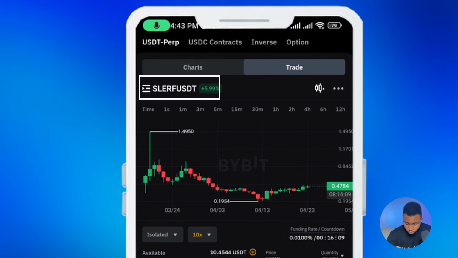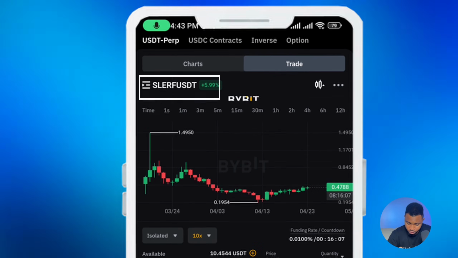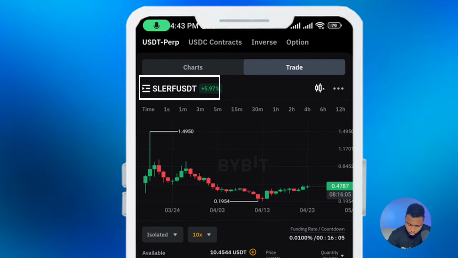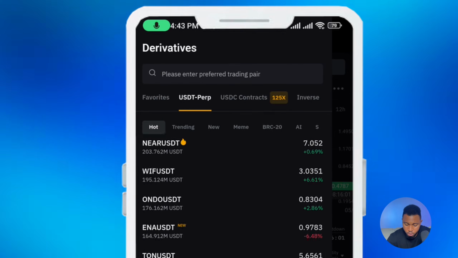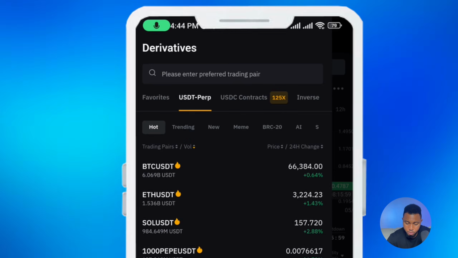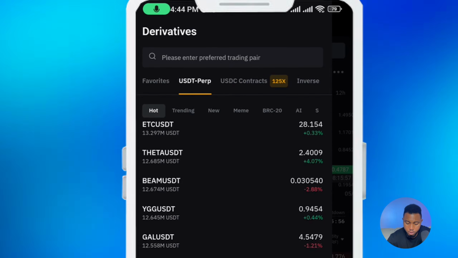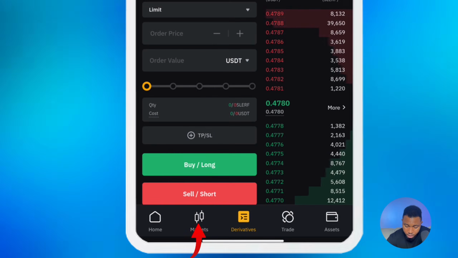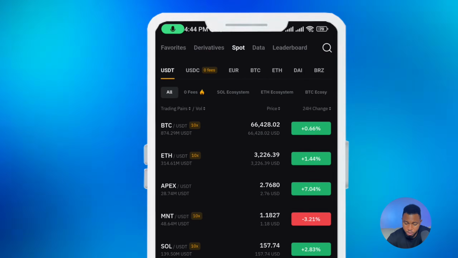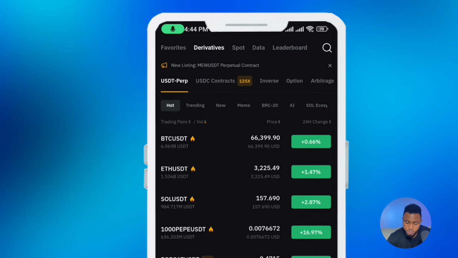Now for you to start trading futures, next you're going to click on derivative, and right here you can see the first chart it gave me, which is SLEF USDT. So I'm going to click on that SLEF USDT, and you see a list of all the coins. So we have BTC USDT, ETH USDT, and many more. So any of these coins you want to trade, you can trade any of them. Alright, I can also go back and click on market, and over this section I'm going to select derivative. It's still going to give me the same thing.